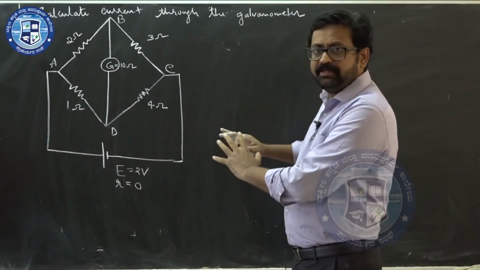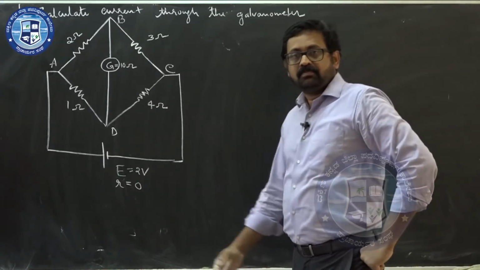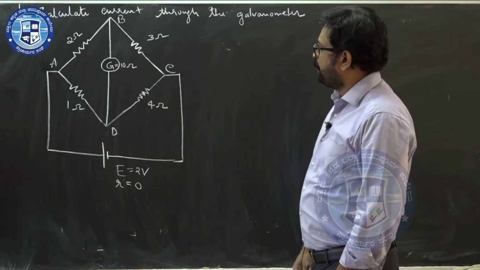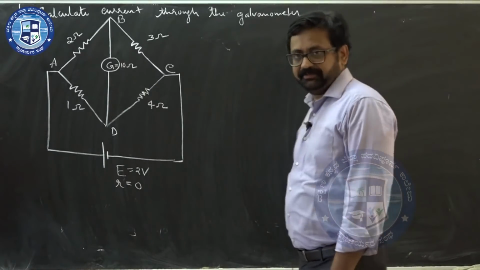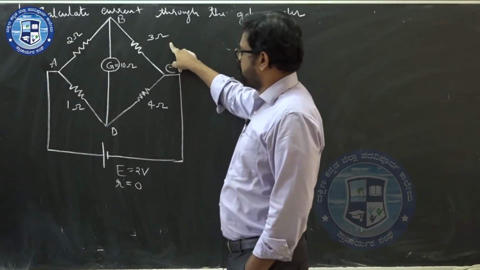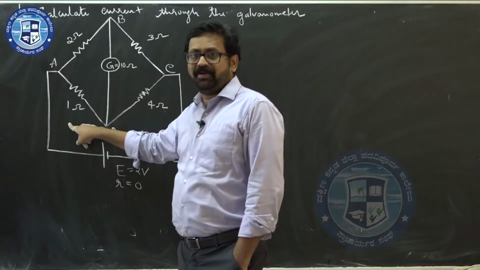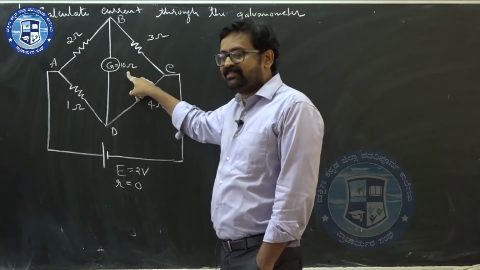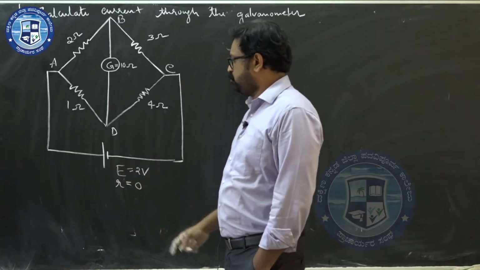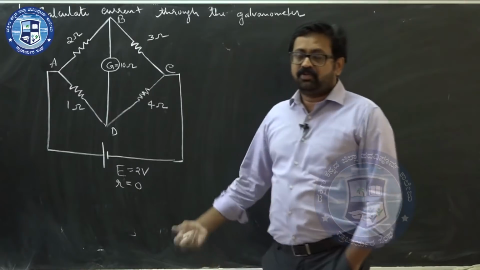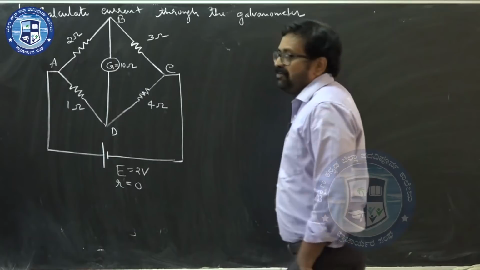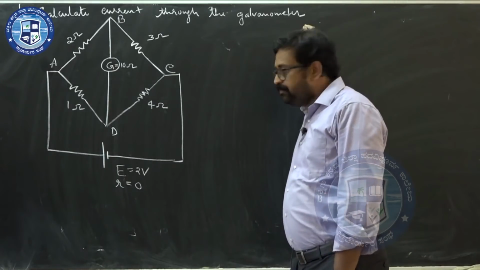In the problem already there is a network given. By looking at the diagram you can understand that it is a Wheatstone's network, and you are asked to calculate current through the galvanometer. So what you can understand in this network is, there is a 2 ohm resistor, a 3 ohm resistor, a 4 ohm resistor, a 1 ohm resistor, and here there is a galvanometer of resistance 10 ohm, and across A and C there is a cell of EMF 2 volt and small r is given as 0, means you are asked to ignore the internal resistance of the cell. Ultimately you are asked to calculate current through the galvanometer.